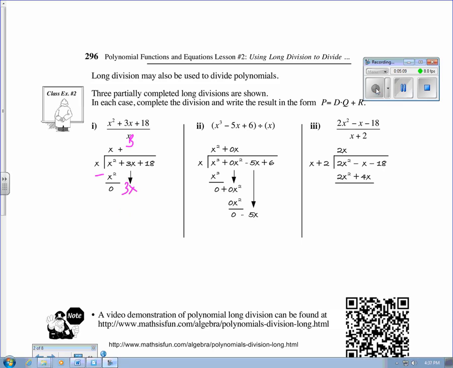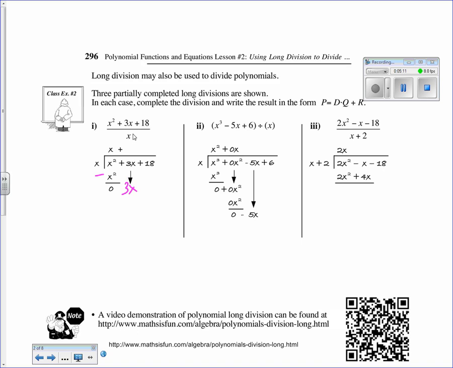And I was trying to fix my orientation. So that was a 3 sitting there. 3x times x is 3x. I have to subtract that. That's left with 0. I bring down the 18. Now x doesn't go into 18. So the best I can do is write this as the final result, in the form that they've asked for, in this form.